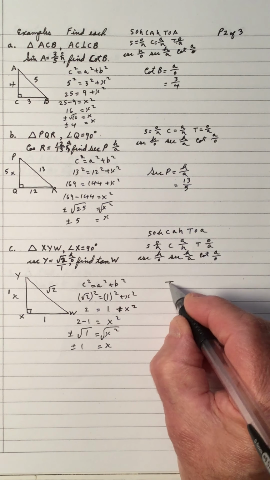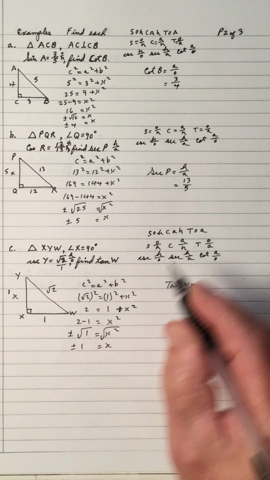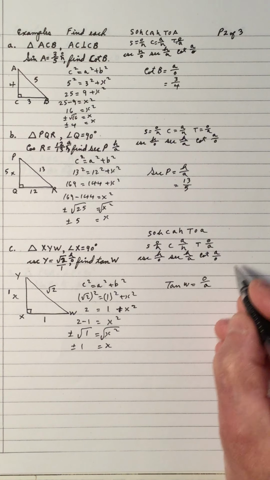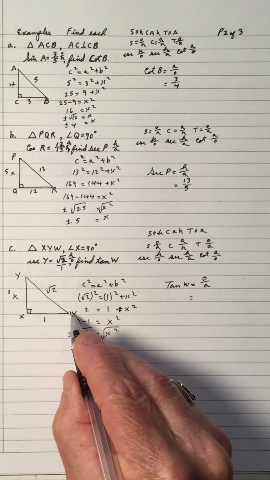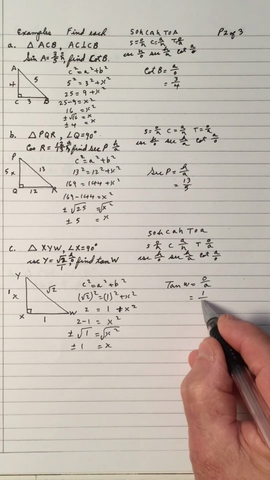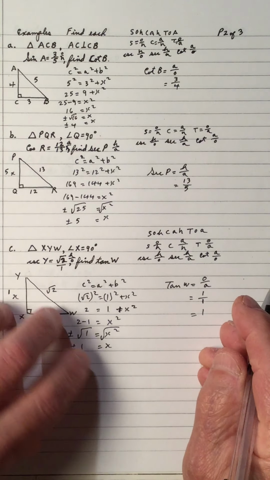So we're doing tan of W. And W is here. And what is tan? Tan is opposite over adjacent. And in relation to W, opposite is 1 over the adjacent, which is 1. So tan W equals 1.